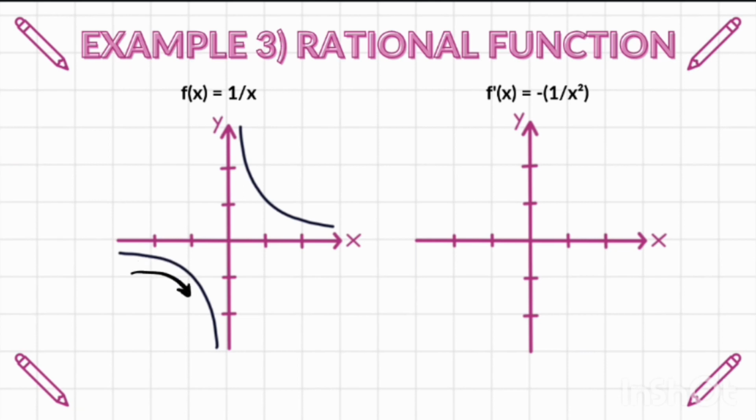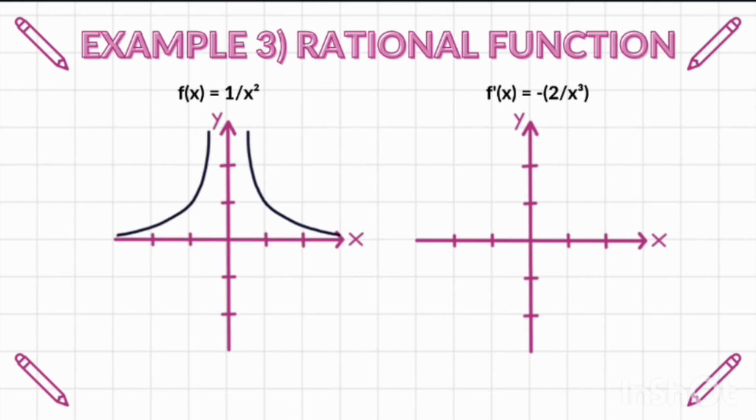In this interval, until the vertical asymptote. On the right side, the parent function is also decreasing. Therefore, the derivative, minus 1 over x squared, will have negative y values on both sides. But while drawing, we still need to have the vertical and horizontal asymptotes in mind. The same goes for the other example.